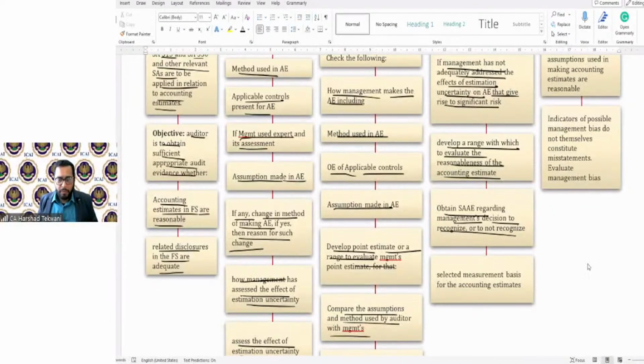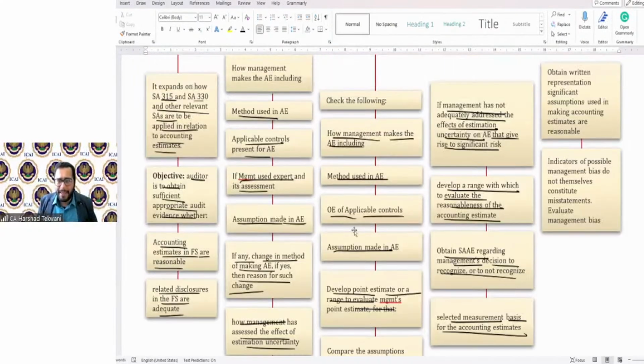Okay, I'll continue. So we were at obtaining sufficient and appropriate audit evidence regarding management's decision to recognize or not to recognize the other accounting estimate ranges that were developed. Once we have sufficient and appropriate audit evidence, then we need to see the selected measurement bases for the accounting estimate. That means, what is the bias? There are three outcomes. Why is management going toward one particular outcome and not the other two? So we need to understand the bias.